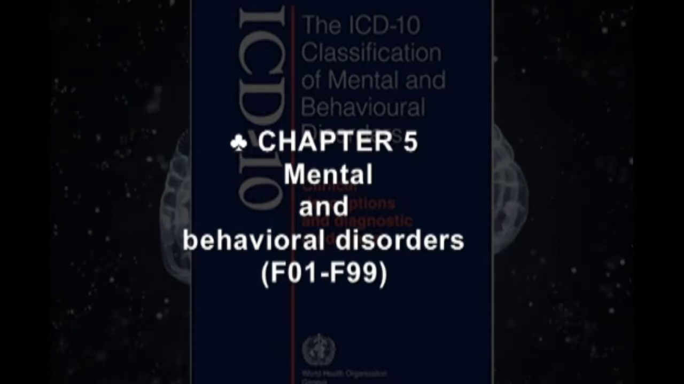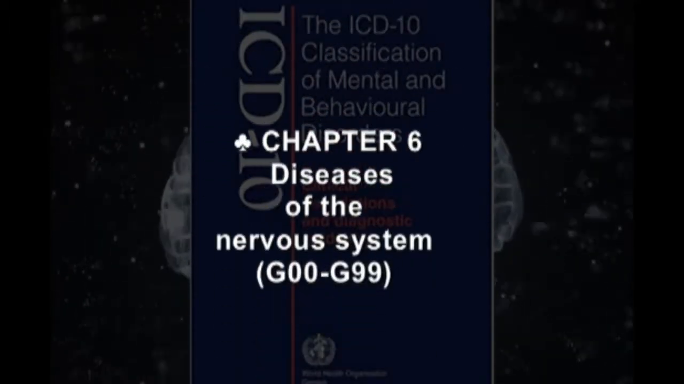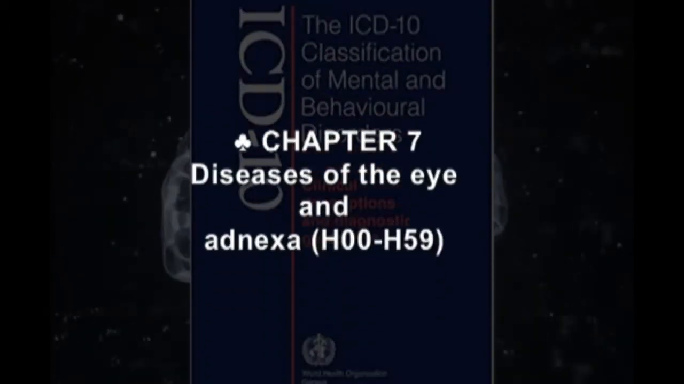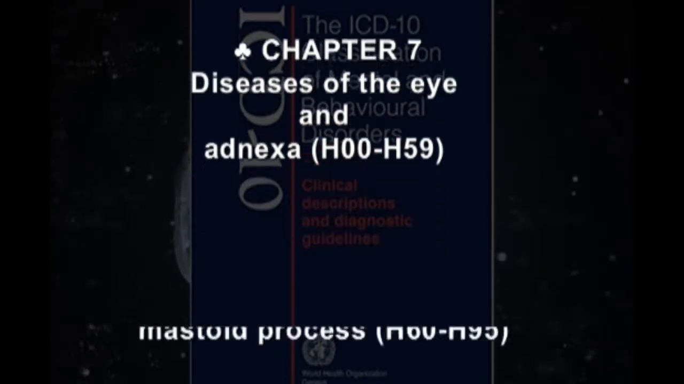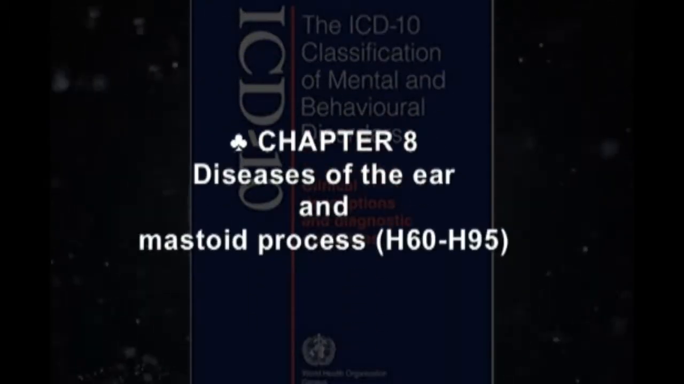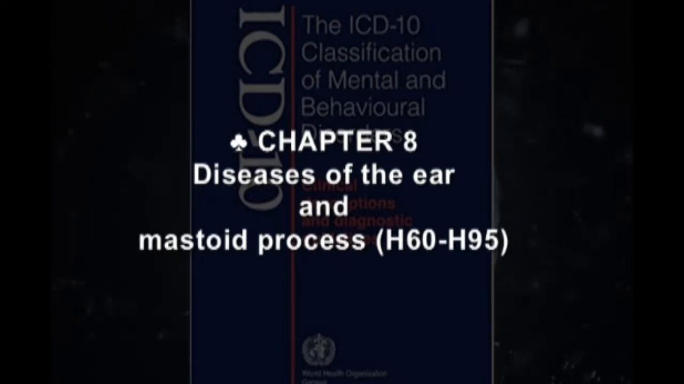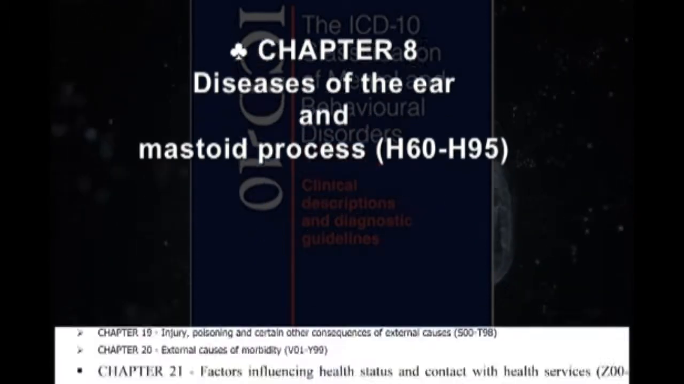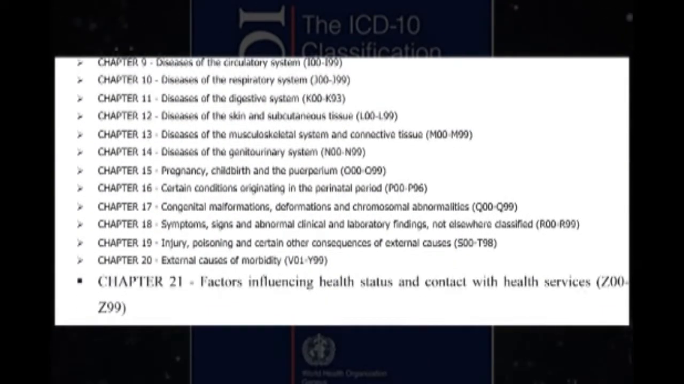This is the most important one to us. Chapter 6 contains diseases of nervous system, Chapter 7 contains diseases of eye and adnexa, Chapter 8 contains diseases of ear and mastoid processes, and so on. As we scroll through this whole slide, you can see that out of 21 chapters, there are different chapters which provide us information about different physiological problems.